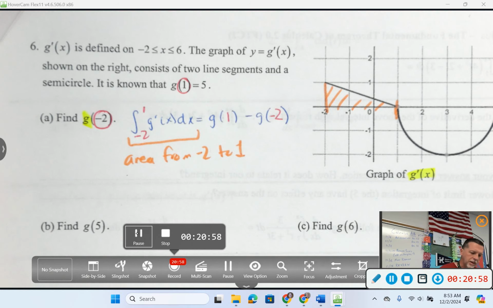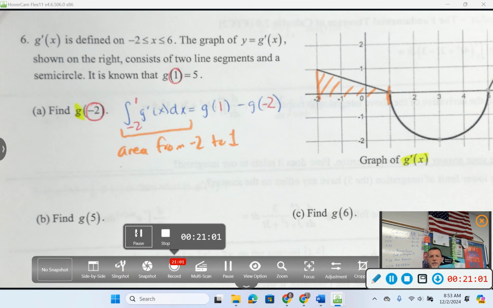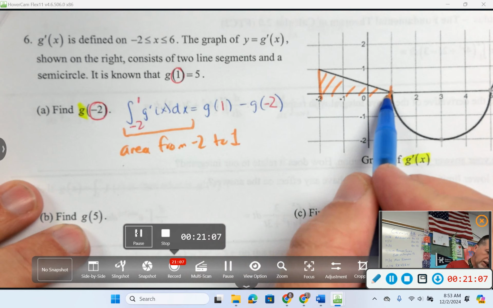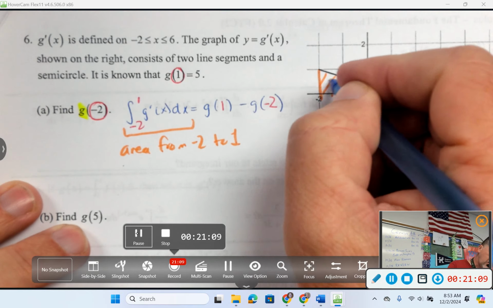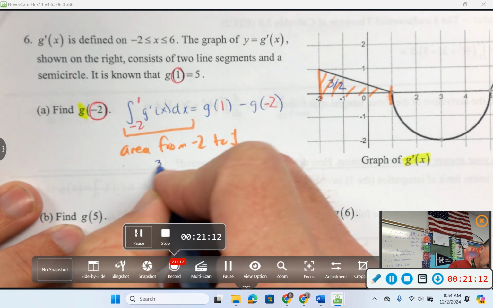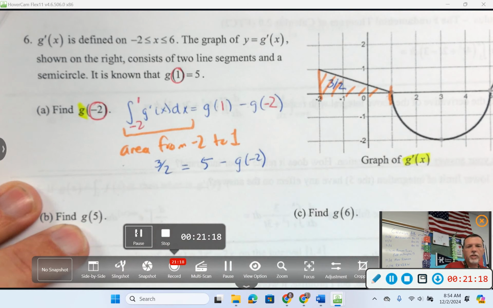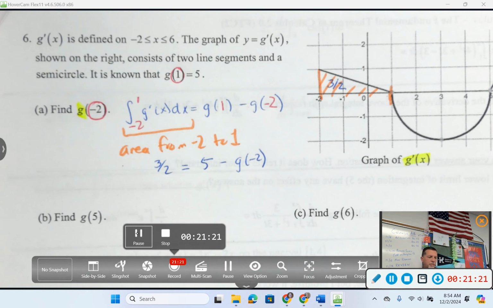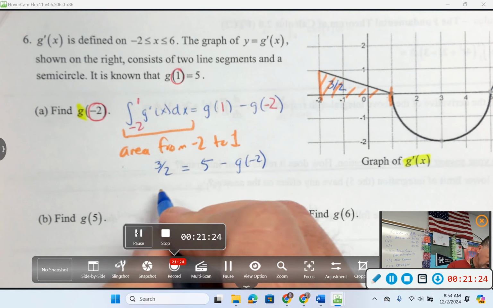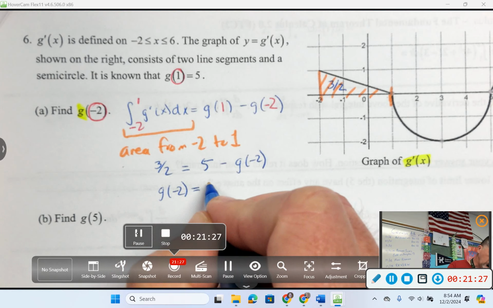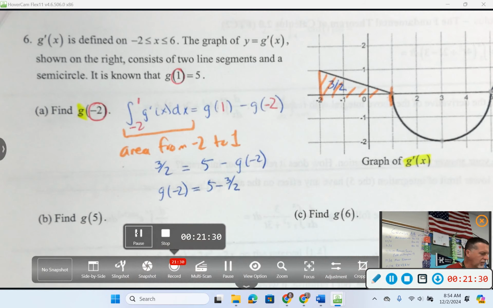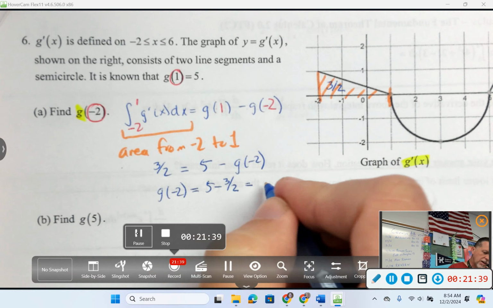I should be careful coloring in because I've got 2 more problems that will probably require different areas. So the area from negative 2 to 1, that's just 3/2. G of 1 is 5. G of negative 2 is what we're looking for. A little bit of algebra to move some things around. So G of negative 2 equals 5 minus 3/2. That's an okay safe stop. Kind of a weird answer maybe, but an okay safe stop. 5 minus 1.5 would be 3.5.